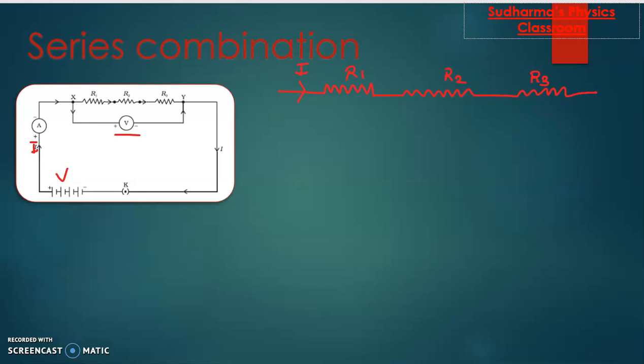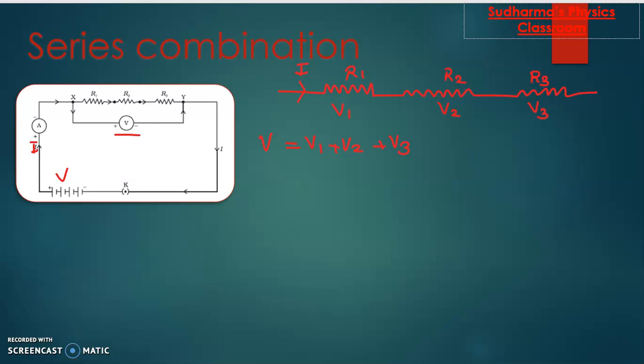For the current I, the effective resistance of R1, R2 and R3 connected in series will be opposing the flow of current. Another thing is, the current will be the same through all the resistors, but the potential difference will be different across each resistor. That means across R1 we will have a potential difference of V1, here V2, and on R3 a potential difference of V3. So we can say that the total voltage V is equal to V1 plus V2 plus V3.